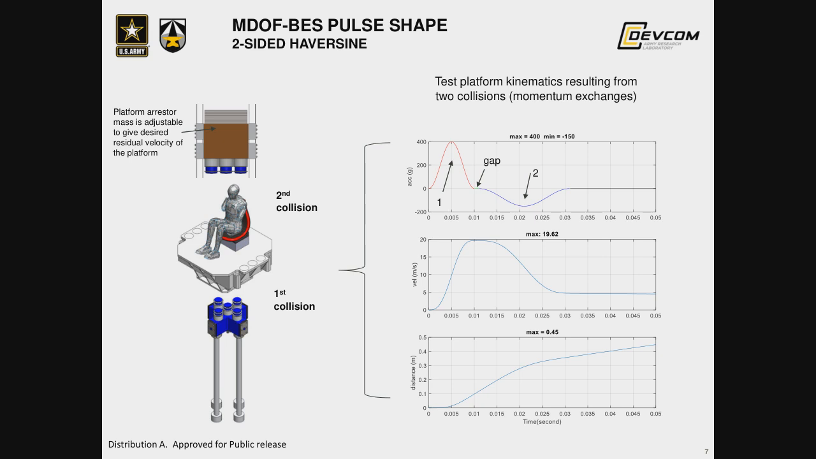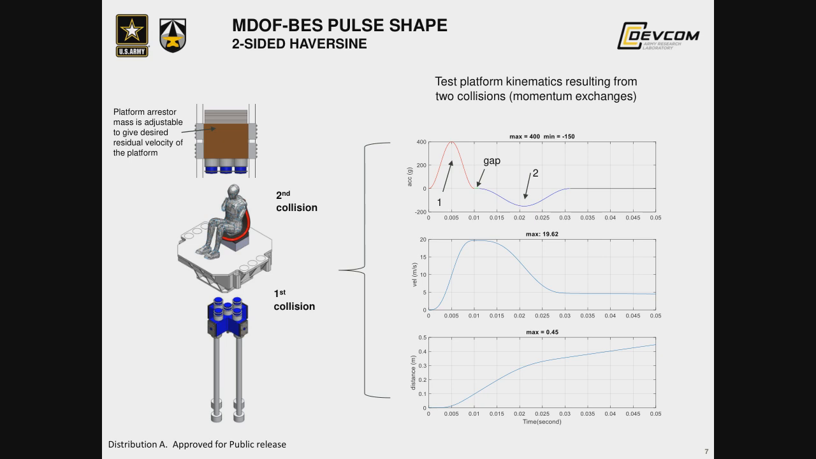Talk a little bit about this momentum exchange principle. The arrestor mass shown at top here has an adjustable mass. There are mass plates on it that can be added or removed to provide the needed residual velocity to the test platform. So what we have here is like a collision of billiards, or a Newton's cradle type concept, where the test platform represents the mass in the center.